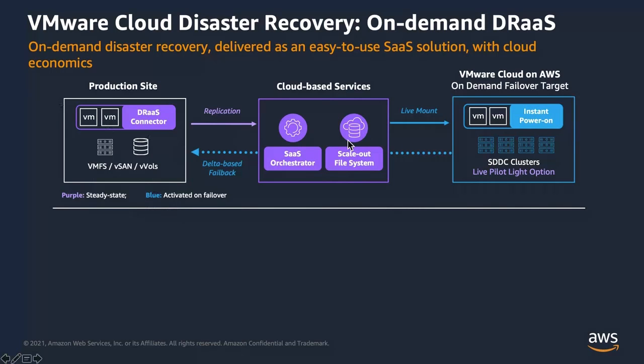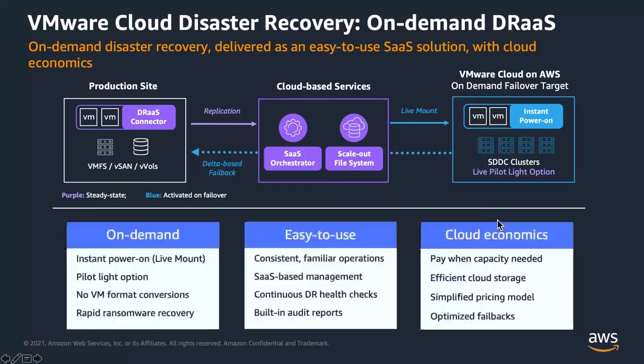Whenever there is a disaster, there can be a trigger to build a new VMware Cloud on AWS environment that gets stood up. Once that is ready, VMs can be powered on from where they are on the scale-out file system, and then you can do a live vMotion from that over to the VMware Cloud on AWS environment.